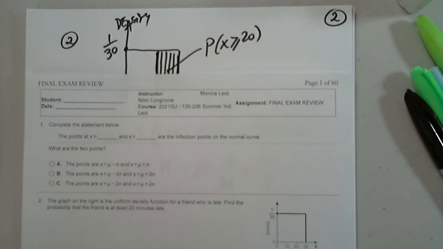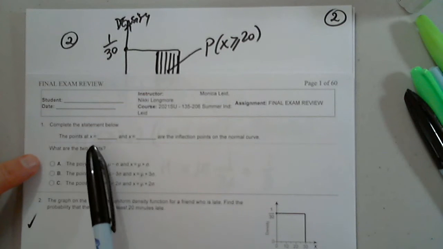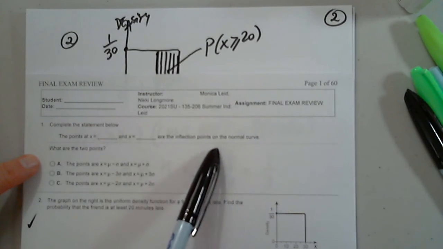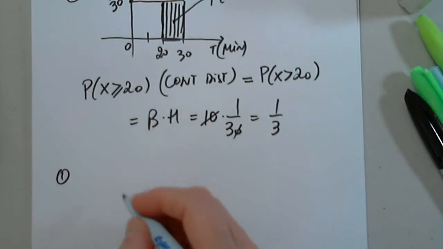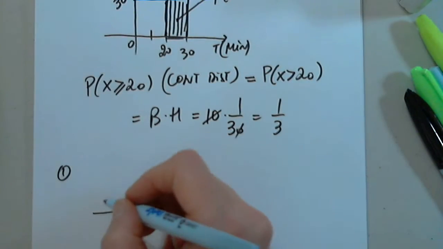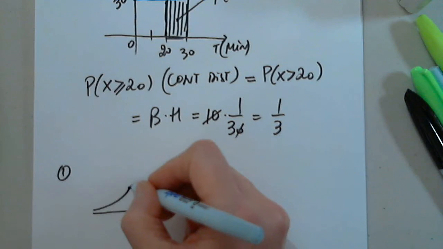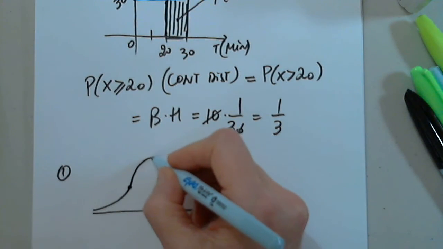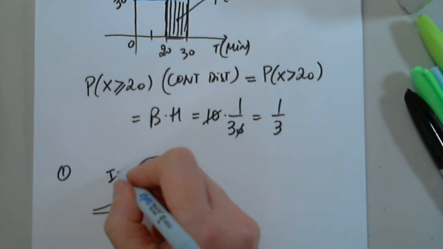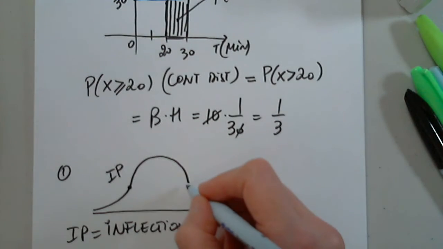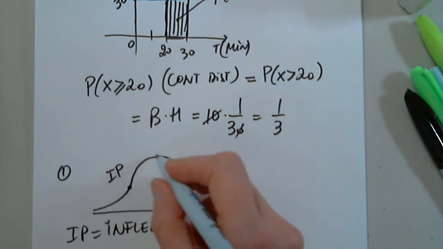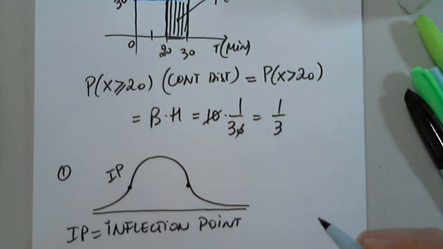Now in problem 1, so we completed this one. In problem 1, the points x equals and x equals are the inflection points on the normal curve. So it's important to remember that the normal curve, we teach this in calculus, the function opens up and then all of a sudden opens down. This is called an inflection point, IP. And the same here, symmetric, where from opening down, all of a sudden it opens up.